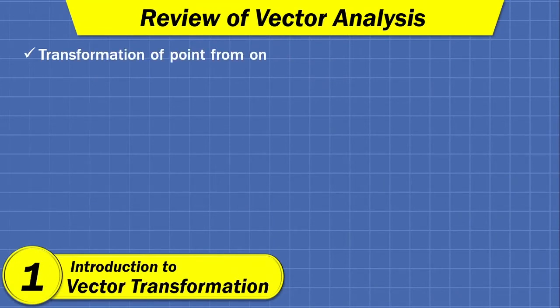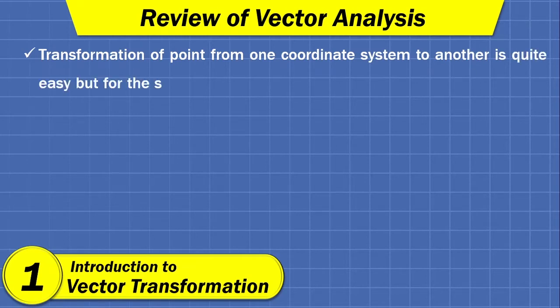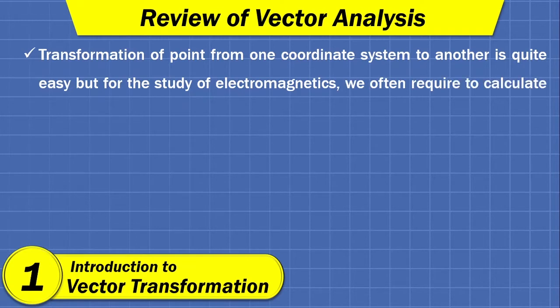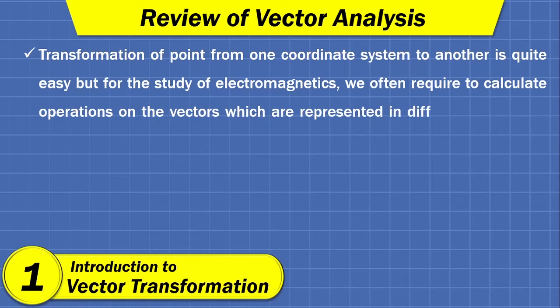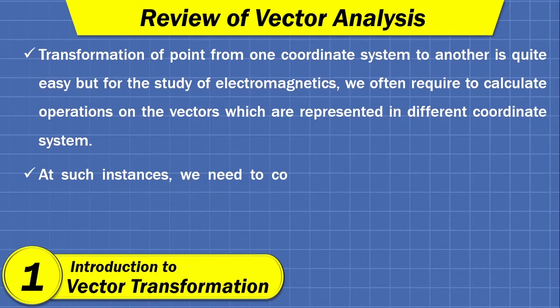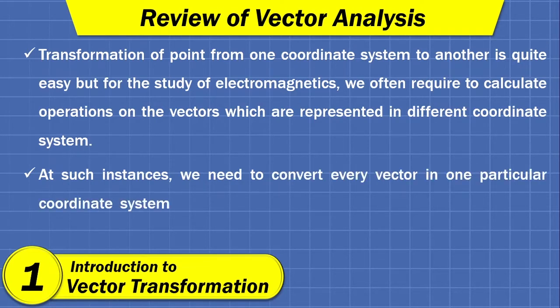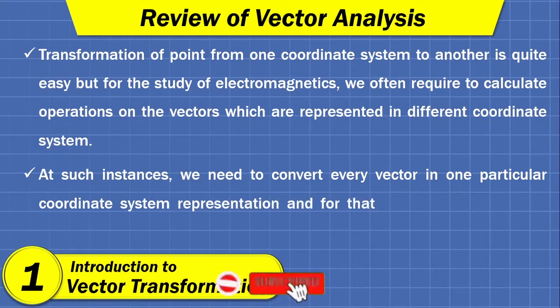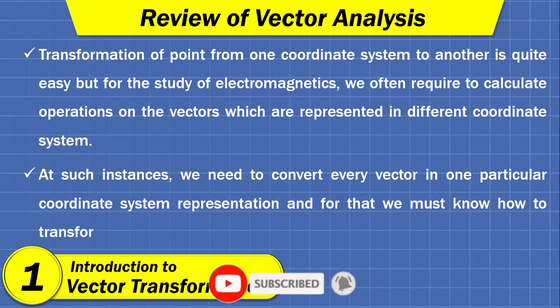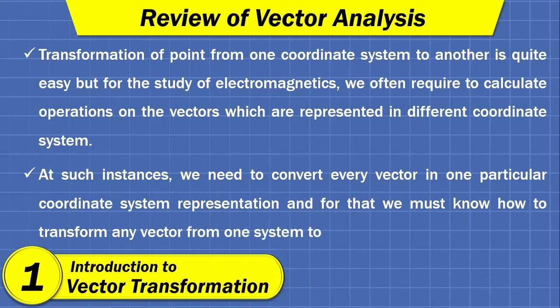The transformation of a point from one coordinate system to another is quite easy, but for the study of electromagnetics, we often need to calculate operations on vectors which are represented in a different coordinate system. At such instances, we need to convert every vector into one particular coordinate system representation, and for that we must know how to transform any vector from one system to another.